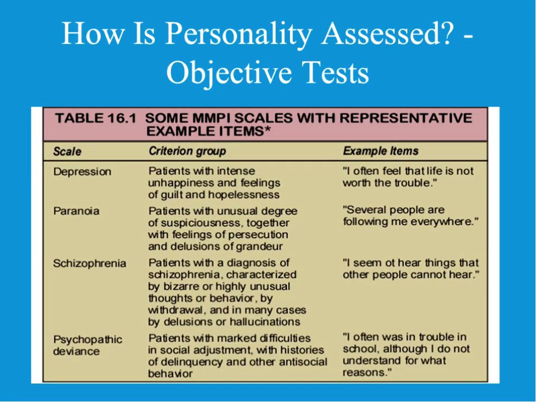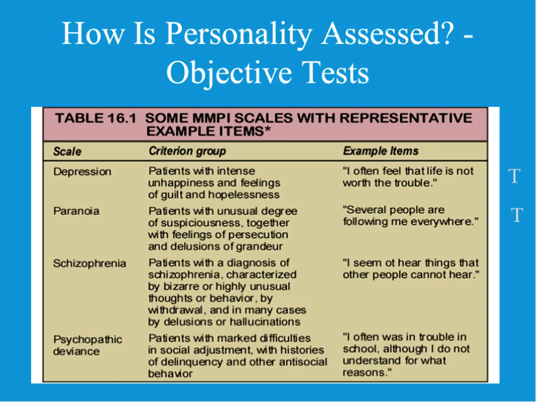Well, I can show you some sample items on this next slide. You don't need to memorize these different scales. You don't need to memorize individual items, right? But here are some sample items. On the depression scale, there are items that look something like this. I often feel that life is not worth the trouble. If you're going to score high on that depression scale, tell me in the chat box, would you say true or false to that item? If the scoring will ultimately put you high on that scale, you're probably going to say true to that. The paranoia scale, we've got a statement here that says several people are following me everywhere. Well, that's another one where you would say true to it if you were going to score high on that dimension. Schizophrenia, I seem to hear things other people cannot hear.